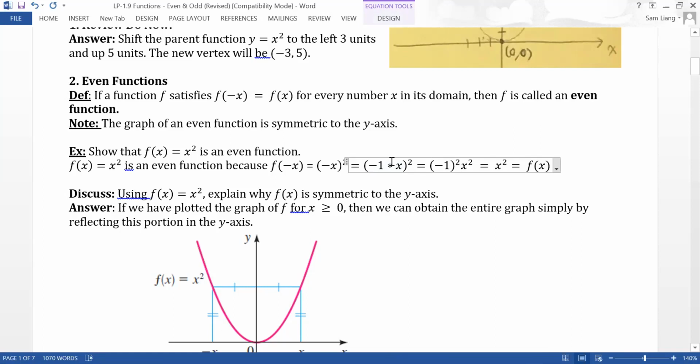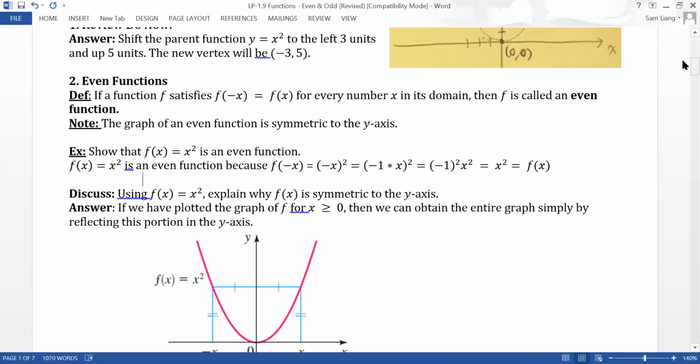So we just distribute, quote unquote, the square: negative 1 squared times x squared. Negative 1 squared is positive 1, so we just get x squared. And voila, that's equal to x squared, as we expect. It's an even function. And then next we're going to talk about the graph.